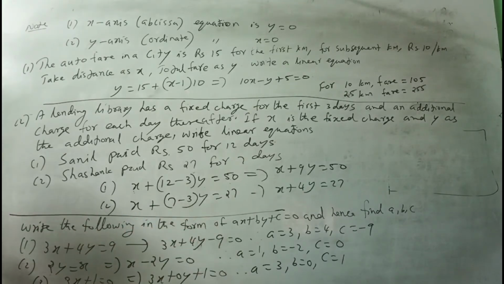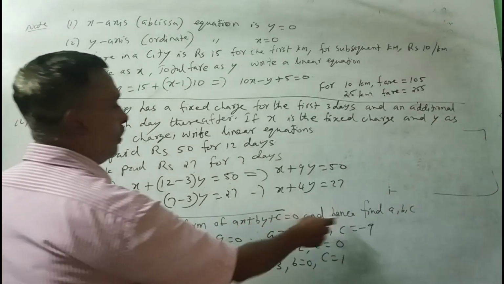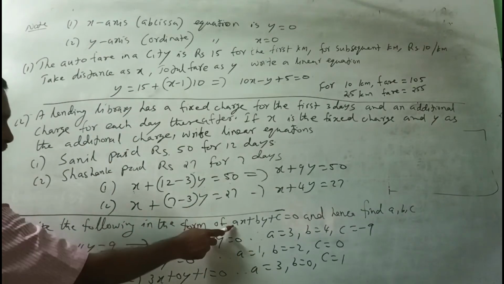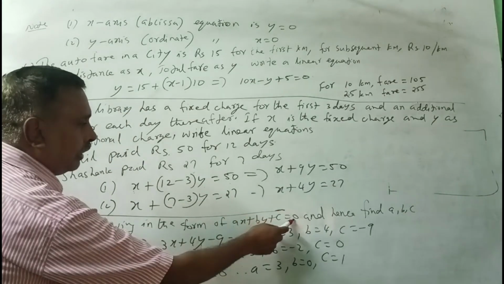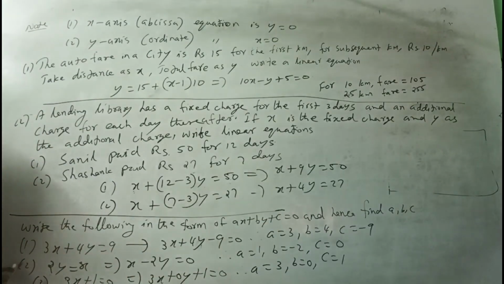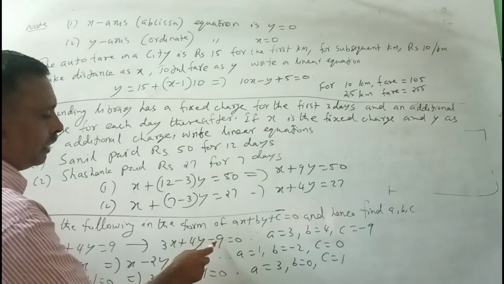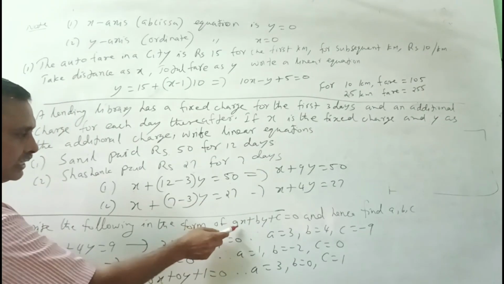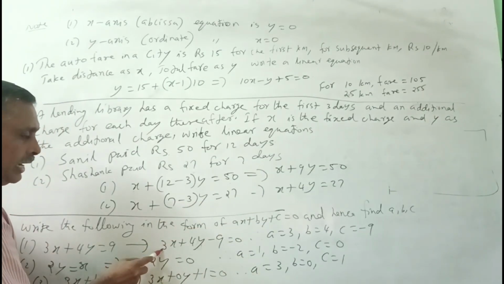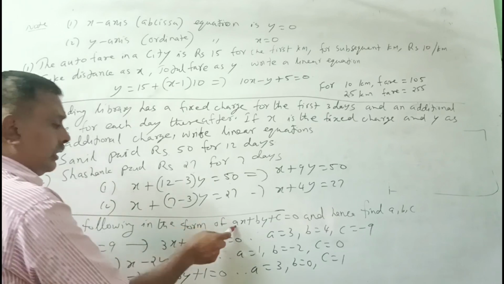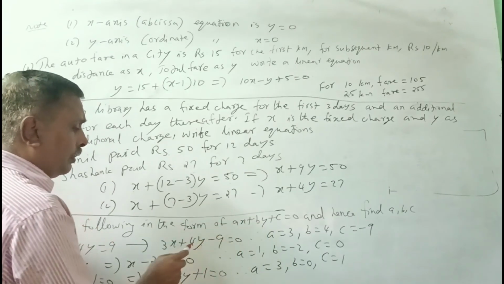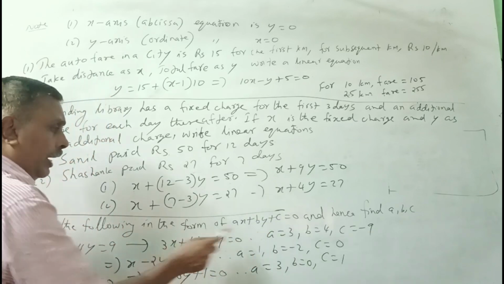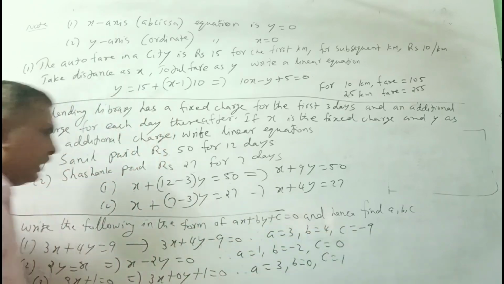Write the following in the form of ax plus by plus c is equal to 0, and hence find a, b, c. You have to write this equation in this form. Means on the right hand side you keep 0 and bring all other terms to the left side. So 3x plus 4y minus 9 equal to 0. A is the coefficient of x, whatever is written with x. Whatever is written with y, that is B, and the number which is written alone is C. So A equal to 3, B is equal to 4, C equal to minus 9.